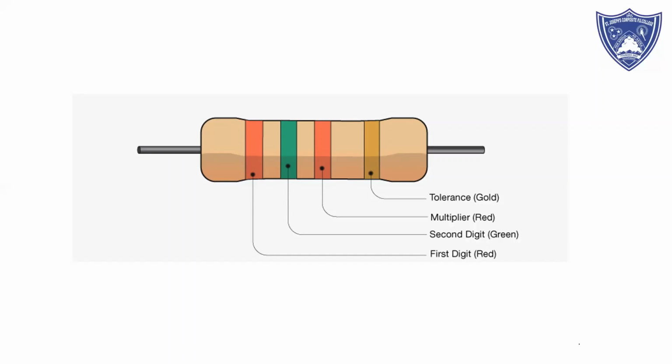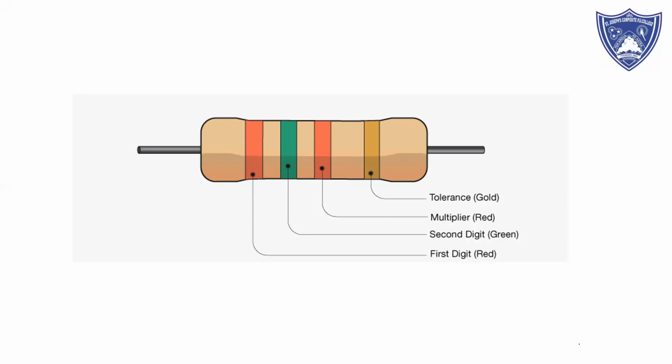The first band, which is not orange, it's red, indicates the first digit of the value. If you are writing the capacitance value like 4000 or 2000, or 47 or 57, the first digit is always the first band, and the second digit is the second band.